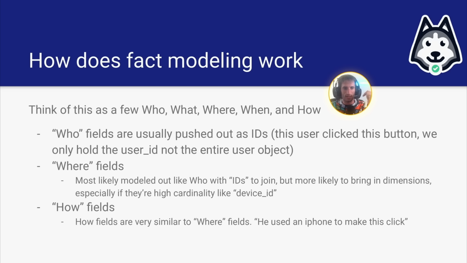How and where in fact data modeling are a lot of the time very similar, because we're in this virtual world. Say he used an iPhone to make this click. Is the iPhone the where or the how? Because it was on the iPhone, I would say the iPhone in this case would be the how. The where is going to be where on the web page or in the app, or what button they clicked. That is more the where, and the how is going to be more the methodology.